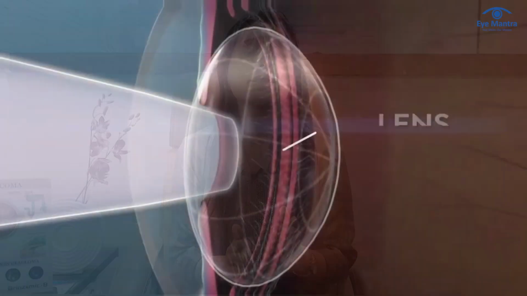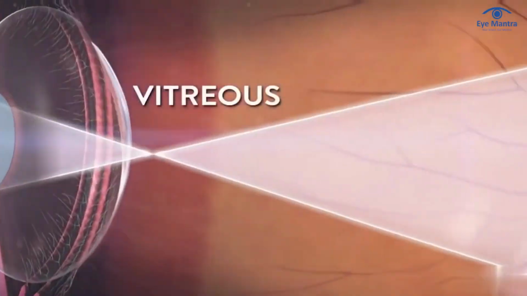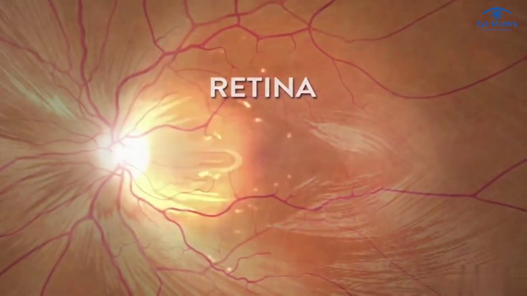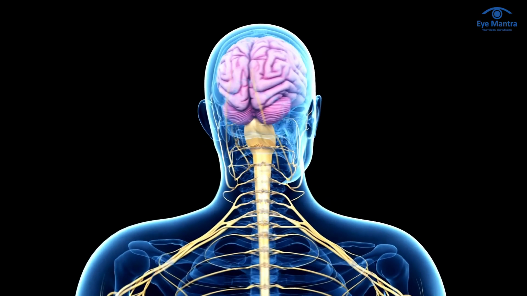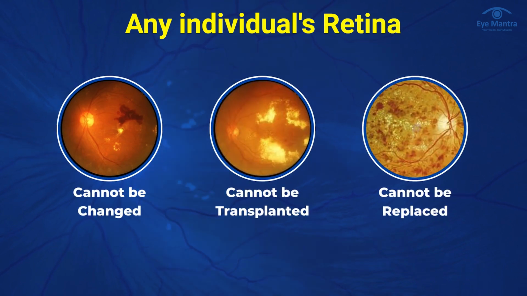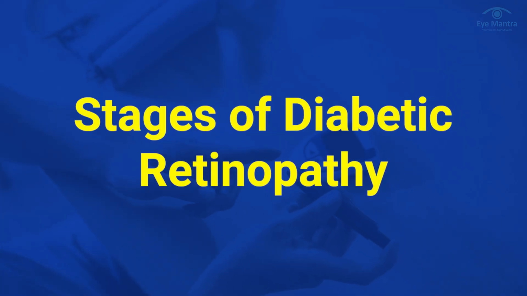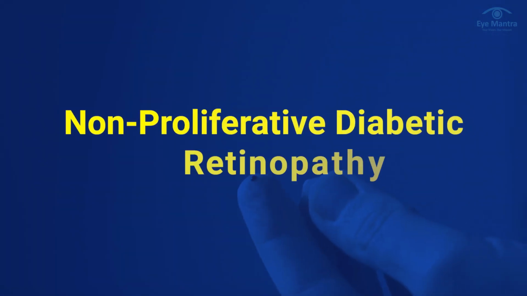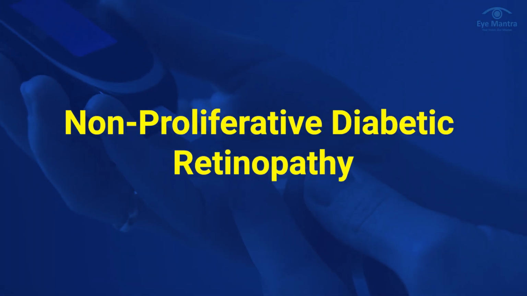Normally, the light entering our eyes passes through the cornea and lens and focuses on the retina. These signals are sent to the brain and so we see. The retina cannot be changed, transplanted or replaced for anyone. Diabetic retinopathy consists of three stages. The first is non-proliferative diabetic retinopathy.